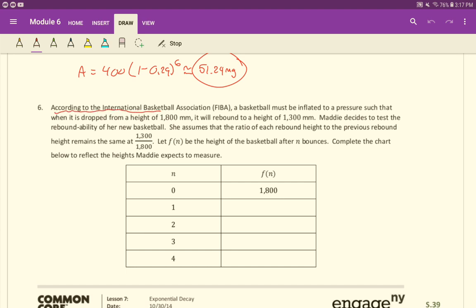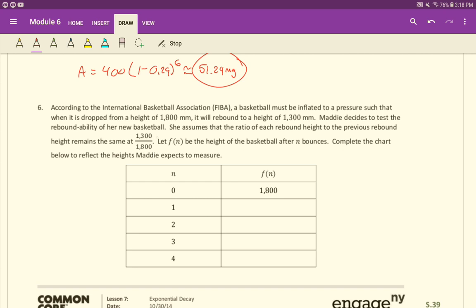According to the International Basketball Association, or FIBA, I don't know where the F comes from, a basketball must be inflated to a pressure such that when it is dropped from a height of 1,800 millimeters, it will rebound to a height of 1,300 millimeters. Maddie decides to test the rebound ability of her new basketball. She assumes that the ratio of each rebound height to the previous rebound height remains the same at 1,300 over 1,800. Let f of n be the height of the basketball after n bounces. Complete the chart below to reflect the heights Maddie expects to measure.